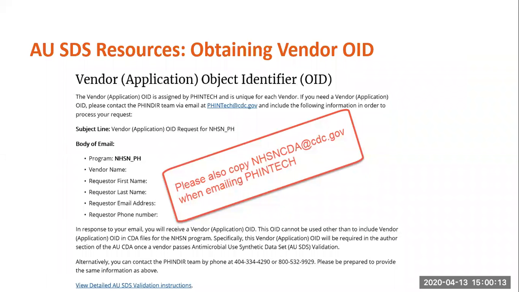Obtaining vendor OID web page is fairly self-explanatory. Please note that we are also now asking that you copy the NHSN CDA at cdc.gov mailbox on this request. We'll be updating these instructions online in the near future to include this. Also note that vendor OID is sometimes referred to as the vendor application OID.